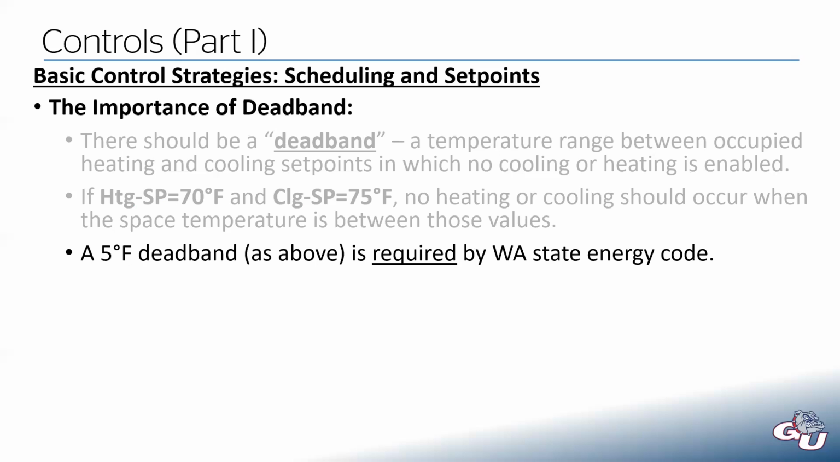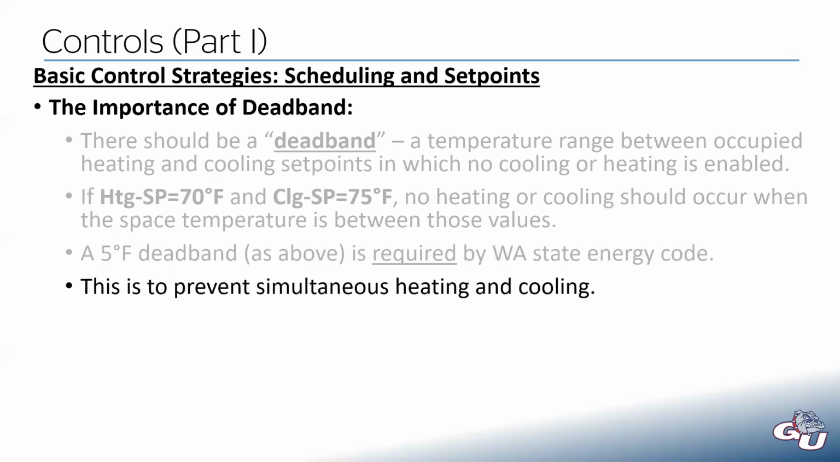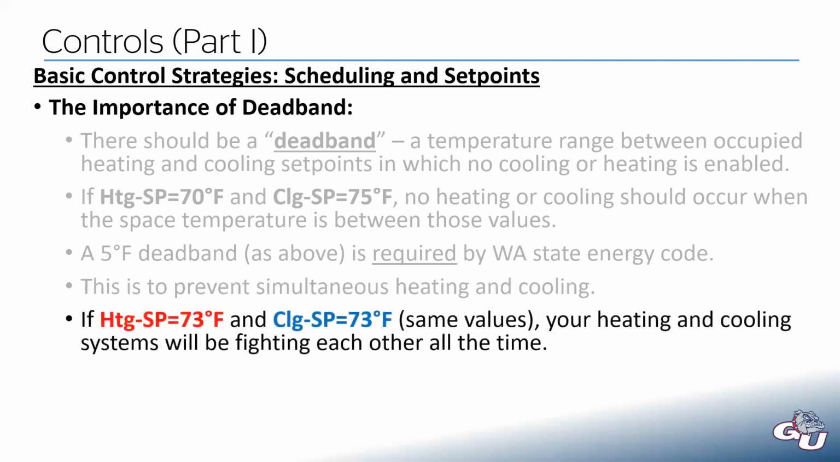The reason being, this is to prevent simultaneous heating and cooling. If hypothetically, let's say your heating and cooling set points were both set at 73, then your heating and your cooling systems are going to be fighting each other all the time. And even if they're not the same value, let's say you only had a 2-degree deadband between heating and cooling set points, there is still some fluctuation around those set points.